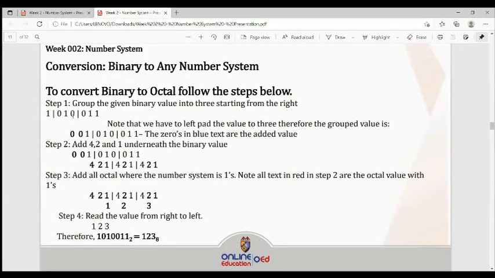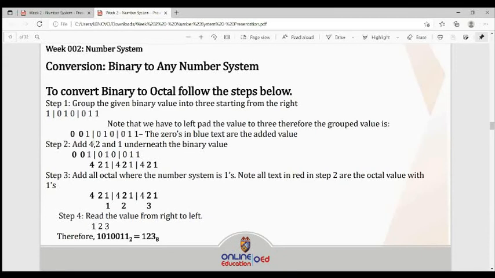So para mas maintindihan niyo, ito yon. Group the given binary value into 3 starting from right. So ayan yun. I-group daw natin dito sa right, 1, 2, 3. Then 1, 2, 3. And then another, then 1. Note that we have to left pad the value to 3. Sabi ko kanina, you have to add bits para makompleto mo yung requirement na 3-bit. After grouping, we have 1, 1, 0, first group, 0, 1, 0, second group, 1, 0, 0, third group.